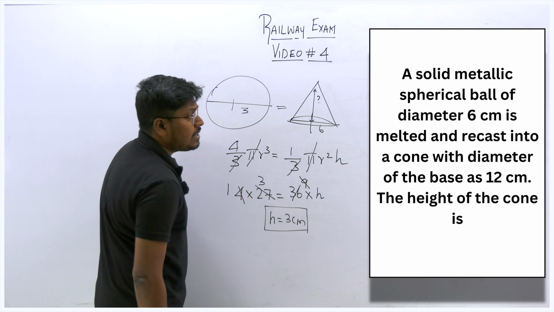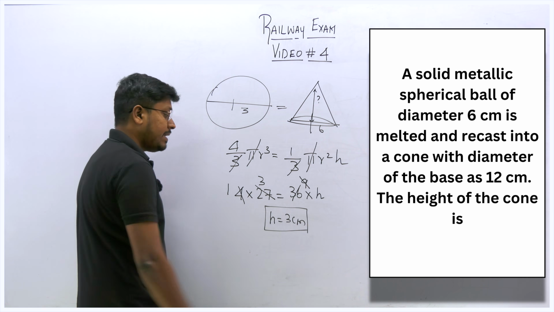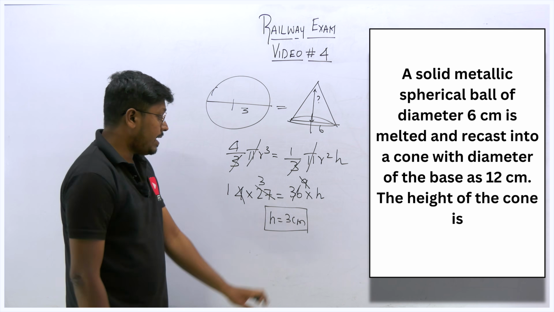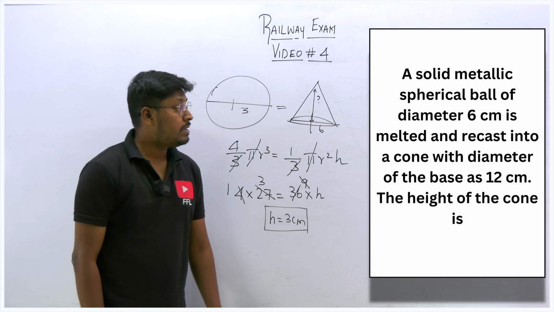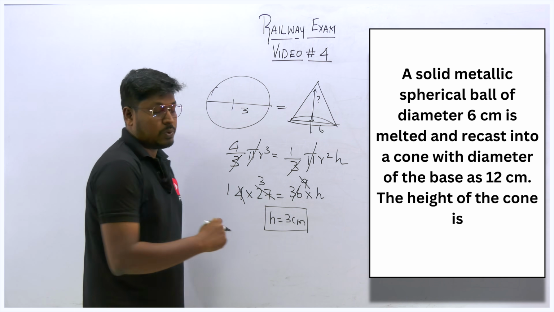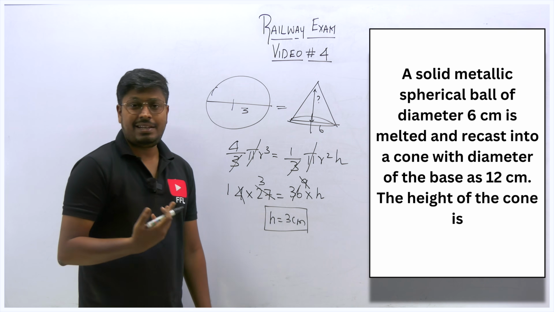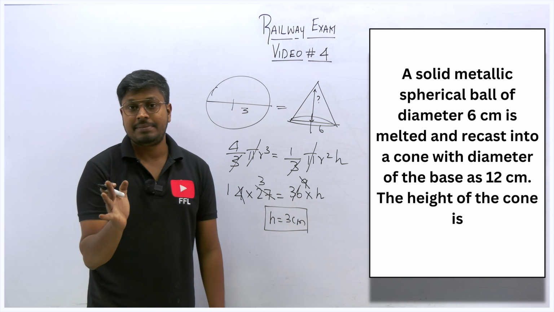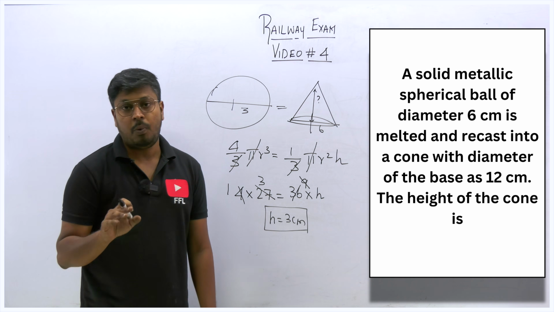I think all the values are in centimeter, right? Yes, all the values are in centimeter. So the answer will be h is equal to 3 centimeter. So that will be the height of the cone, right? So if it is a melting concept, we will always be equating the volumes.